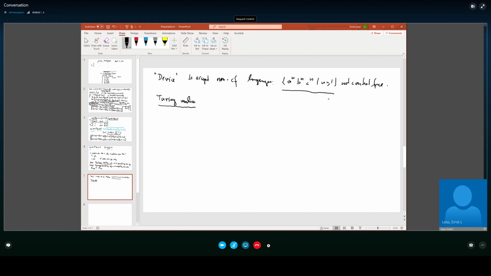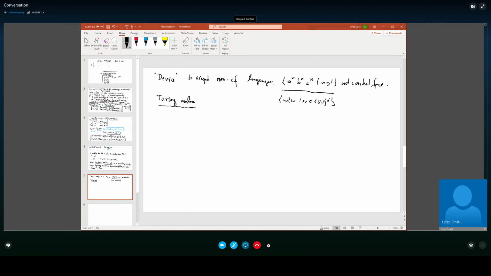The same thing with WW, WA star, A01 star, or if you want to put a 2 in there. We talked about that last time. So these are all not accepted by push-down automata and therefore also not generated by context-free grammars.